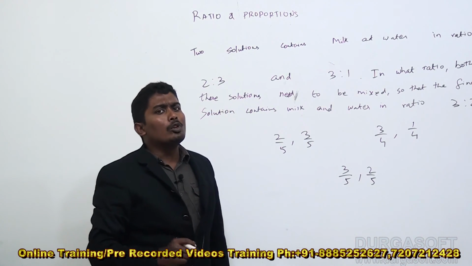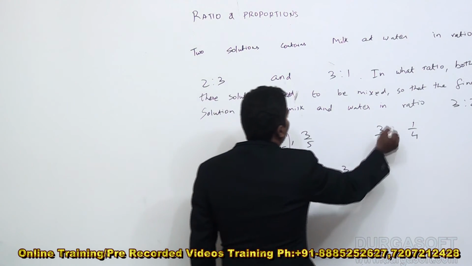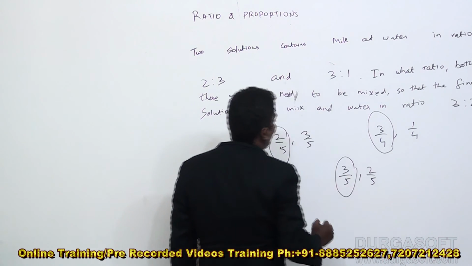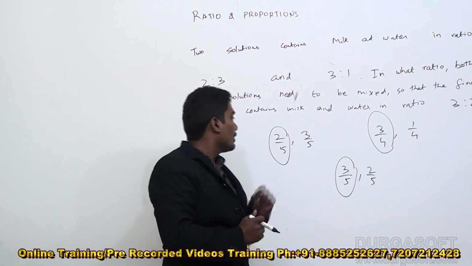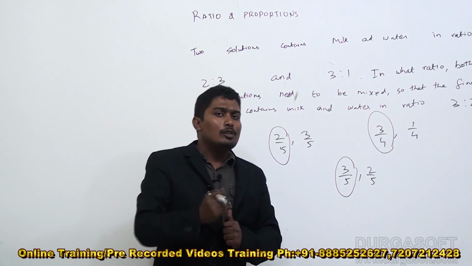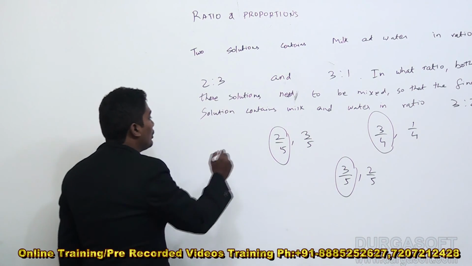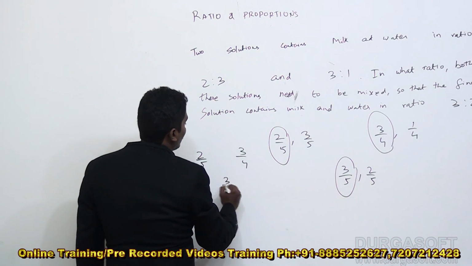Here you apply alligation on any one element only, either milk alone or water alone. You take the quantity of milk alone, apply alligation, or you take the quantity of water alone and still apply alligation. You will get the answer. Here I will do it on milk alone. So 2/5, 3/4, 3/5.